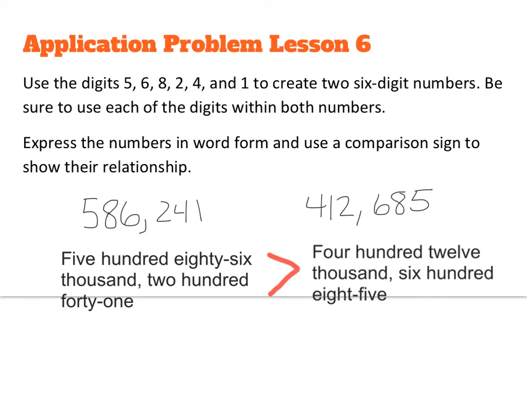For this problem, there are tons of solutions that would have worked. I put down one example. 586,241 is greater than 412,685.